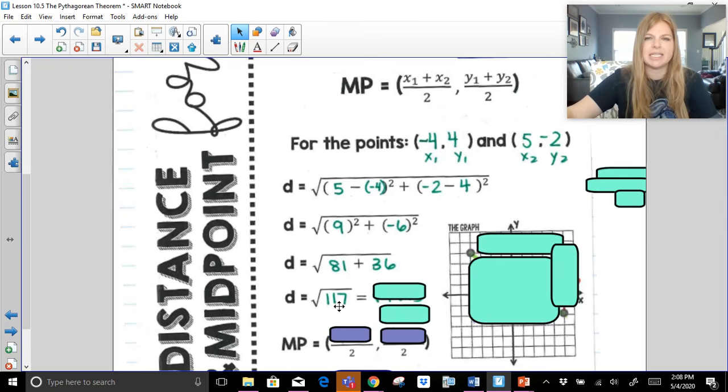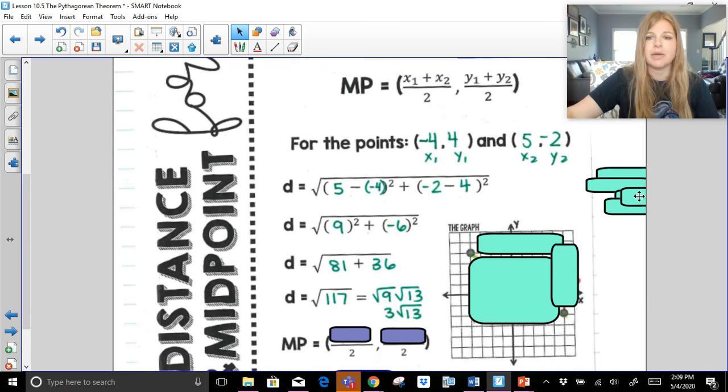Now, I can write this answer as a simplified radical. For 117, if I think about the biggest perfect square that goes into it, it may take some time to test it out, but it is 9. It's 9 times 13. The square root of 9 is 3, and we just leave radical 13. So the distance on the coordinate plane between those 2 points is 3 radical 13 units.